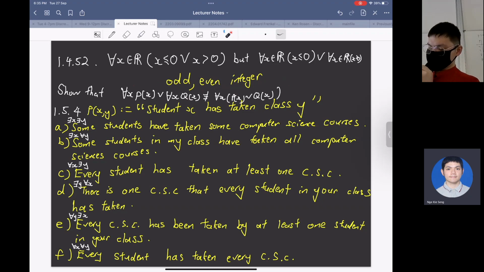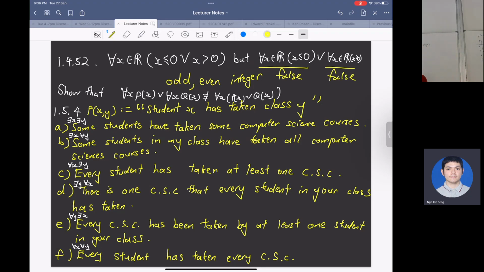Okay, so what I did is I do this. For every x, my P(x) is x is less than or equal to 0, which is non-positive, or x is greater than 0, right? So for every x, it is either less than or equal to 0 or greater than 0. But if you split them out, these two statements are false. Okay. Why?